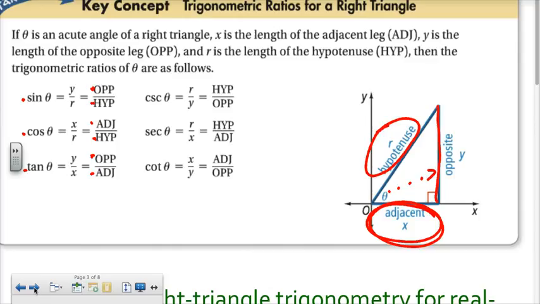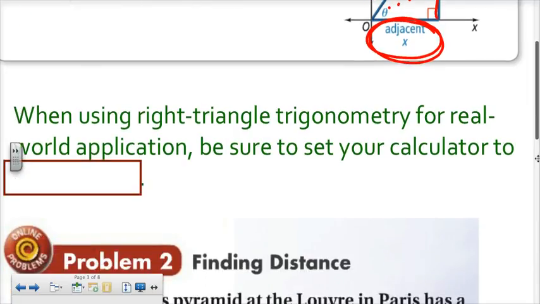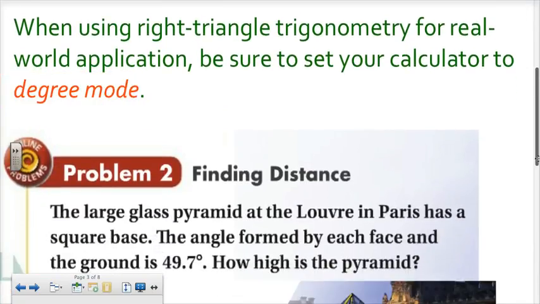So again, find a way that you're comfortable with. I always do opposite, hypotenuse, and then adjacent. You can do hypotenuse, opposite, and then adjacent, but follow that pattern and then you're less likely to make a mistake. When using right triangle trigonometry for real-world applications, be sure to set your calculator to degree mode.